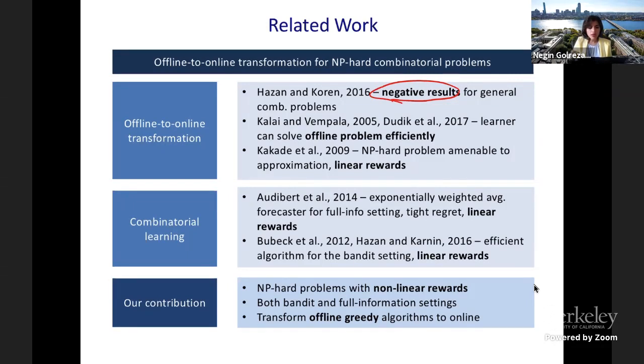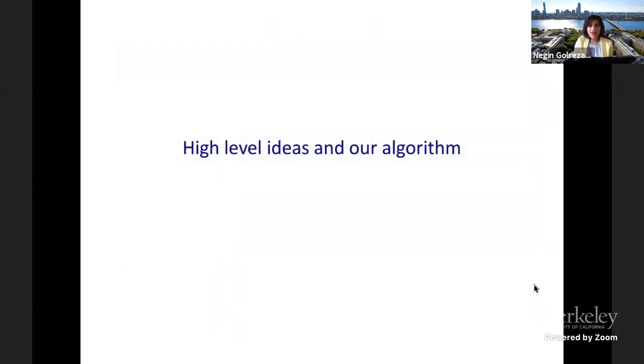There is also a large body of literature on combinatorial learning, and this literature is pretty mature, but the focus is on linear reward structure, which is not the case for us. So our contribution is that we focus on NP-hard problems with a non-linear reward structure, and we handle both bandit and full information settings, and we were able to transform offline greedy algorithms to their online counterpart that gets a sublinear regret bound.